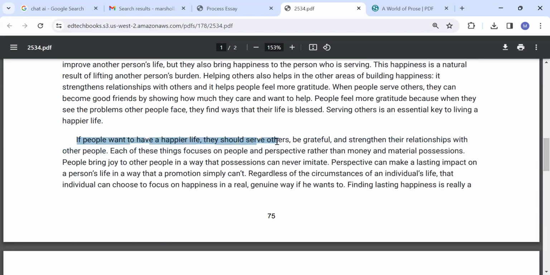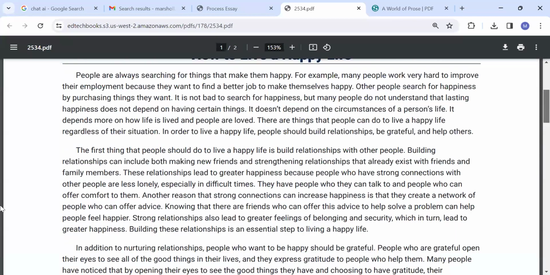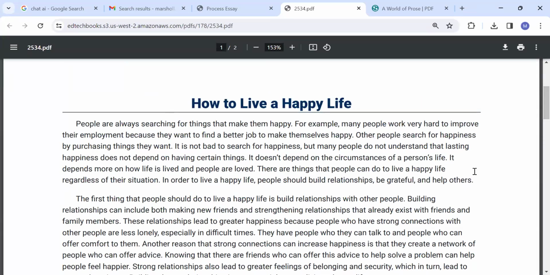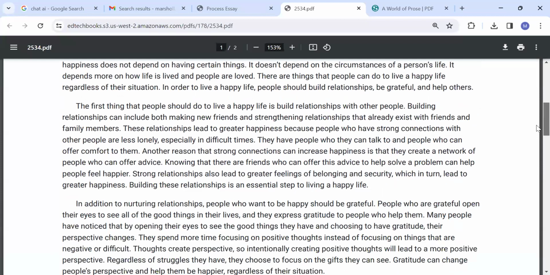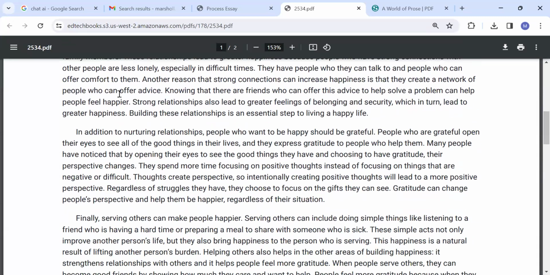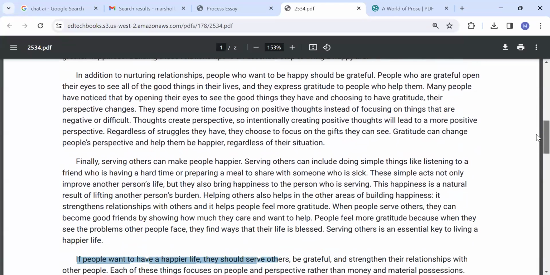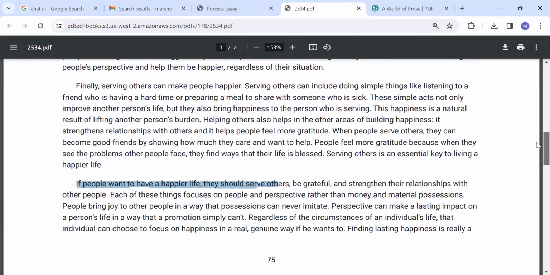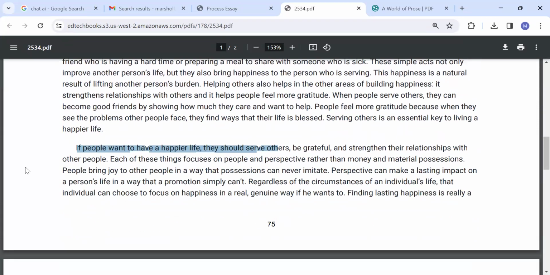And this is why we often say that essays are like sandwiches, where our introductory paragraph would be the bun, and then our thesis statement would be like the inside of the bun. Our body paragraphs would be like the ingredients. So we have some tomatoes, a burger, a slice of cheese. And then for your conclusion, you have the inside of the bun again, much like the thesis statement, followed by the general statement. Each of these things focuses on people and perspective rather than money and material possessions.